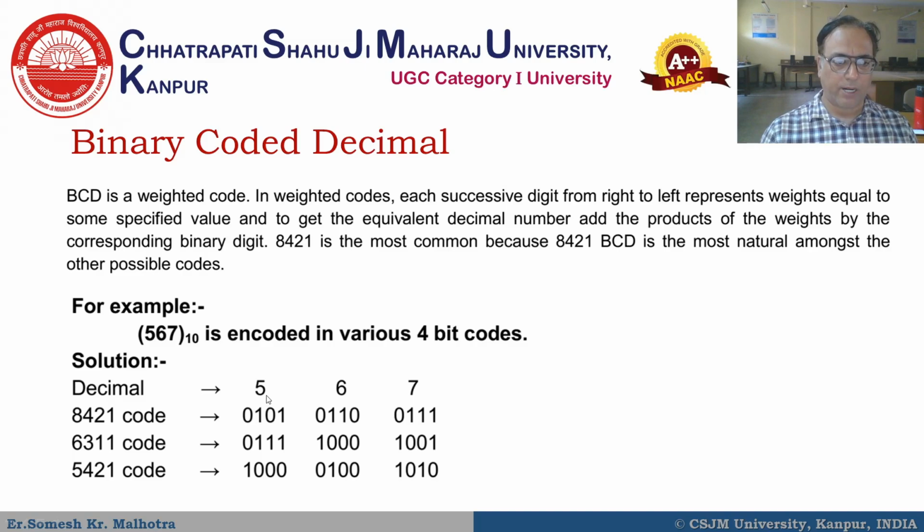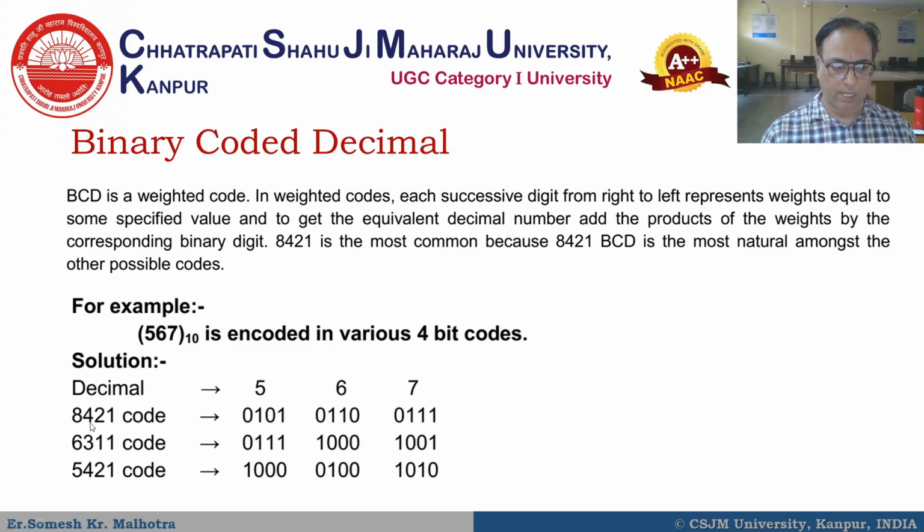5 can be written as a group of 4 bits. It can be written as 0101. 6 can be written as 0110, and 7 can be written as 0111. This is the 8421 format. That means for each decimal digit, I am defining an 8421 code.